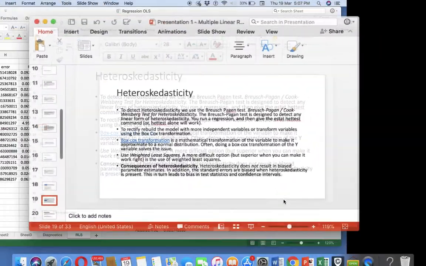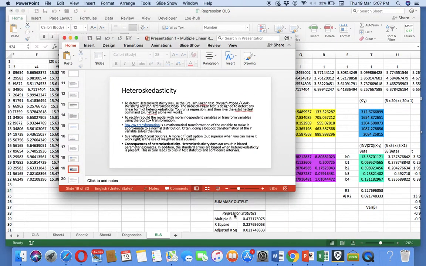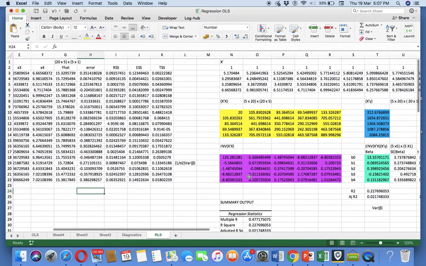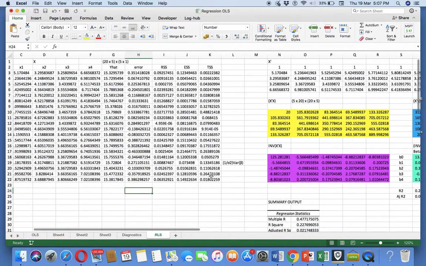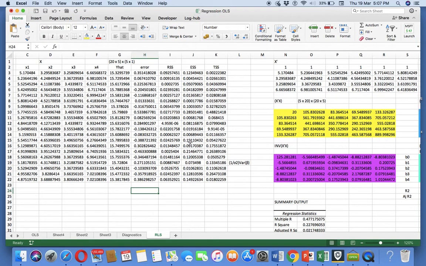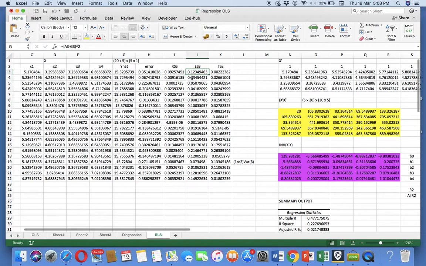So now the Bruce-Pagan test. Now the Bruce-Pagan test can be done with software. But a simple way of doing the Bruce-Pagan test is to regress the square of the error on all the independent variables. You can square the error, and I'll do that regression for you.